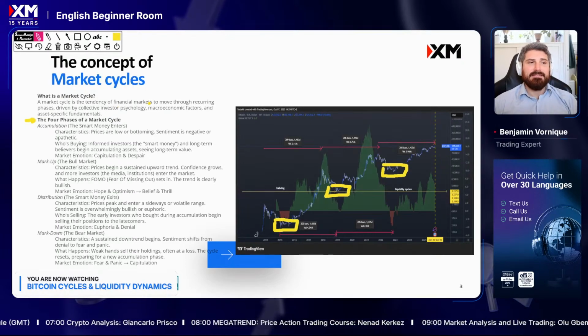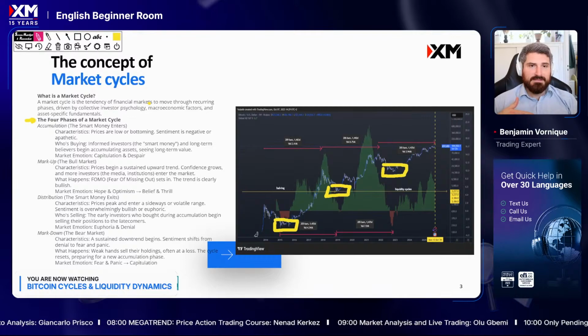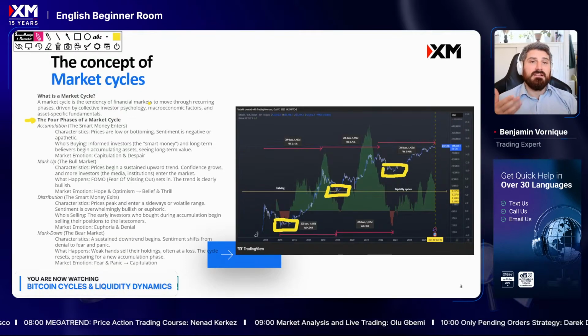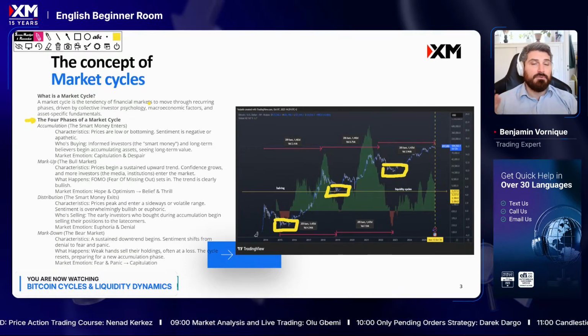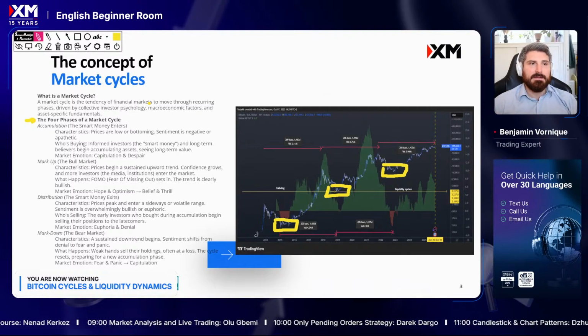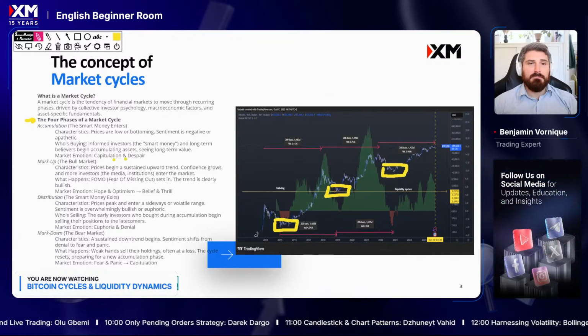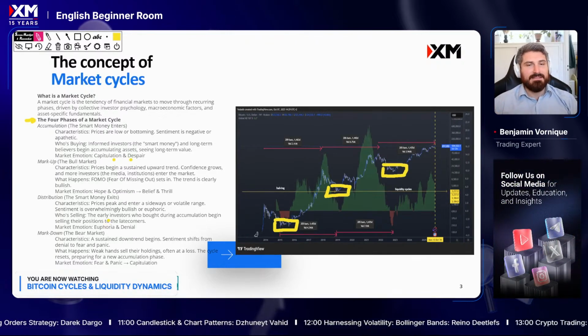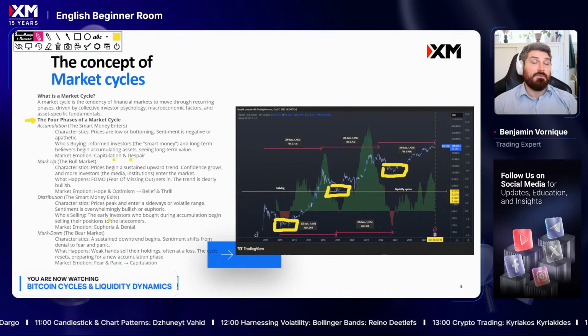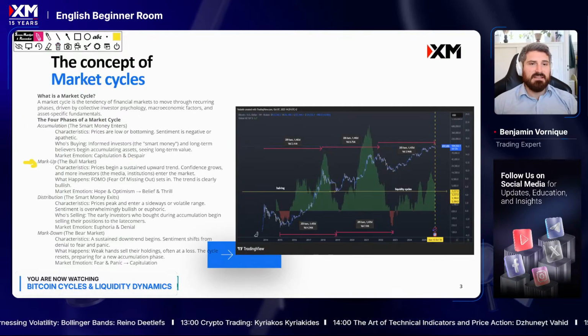And basically, they see the disconnection between current prices and where they feel that the price should be in a few months or years. Okay. Usually in this area, the market emotion is capitulation and despair, because most of the tourists and the people who don't really care about the asset have left already. Then after that, you do have the markup, okay, which is basically the bull market.